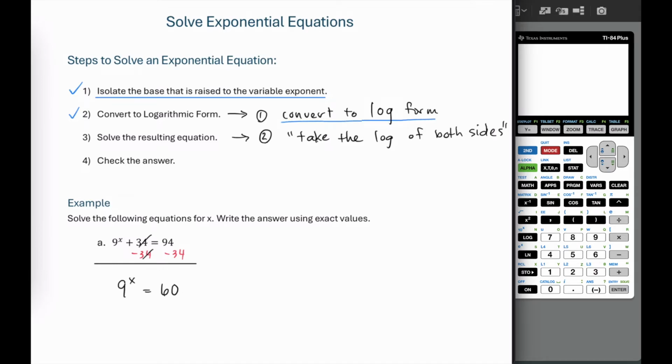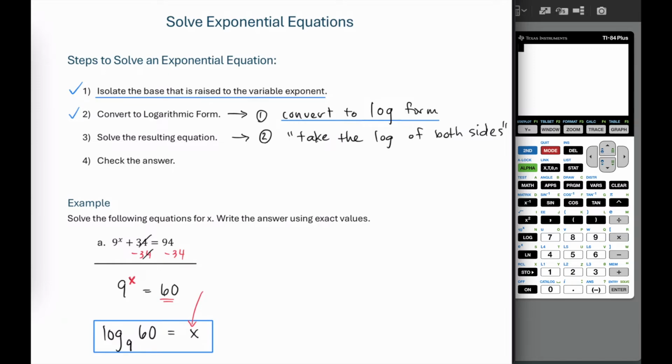To convert to logarithmic form, we're going to write down the word log. The base of this exponential form is the subscript base of the logarithm. What we're equal to in exponential form is the argument of the logarithm, so 60. And then the logarithm always has an output that is the exponent from the exponential form, so x. And technically, this is our answer. Since we have x by itself on one side, we have solved for x.